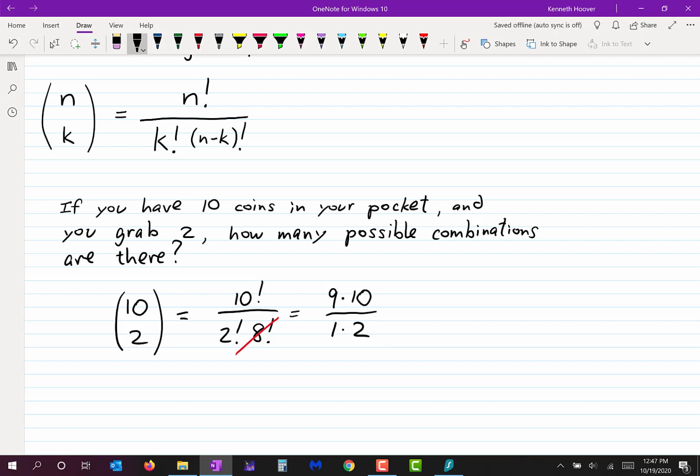Okay, and then there's not much left. You can do the rest easily. You've got 90 over 2, which is 45. I even go a little further. I even then say, oh, 2 goes into 10 5 times. So I have 9 times 5 over 1 times 1. It gives me 45. But you don't have to do that if you don't want to. Okay, so that's how you do combinations.